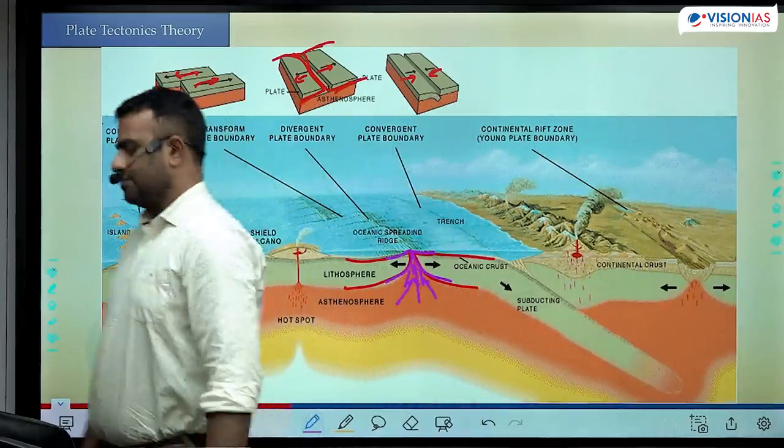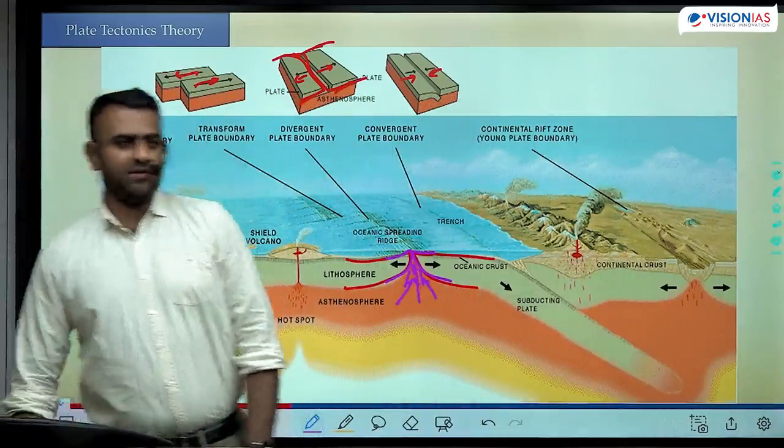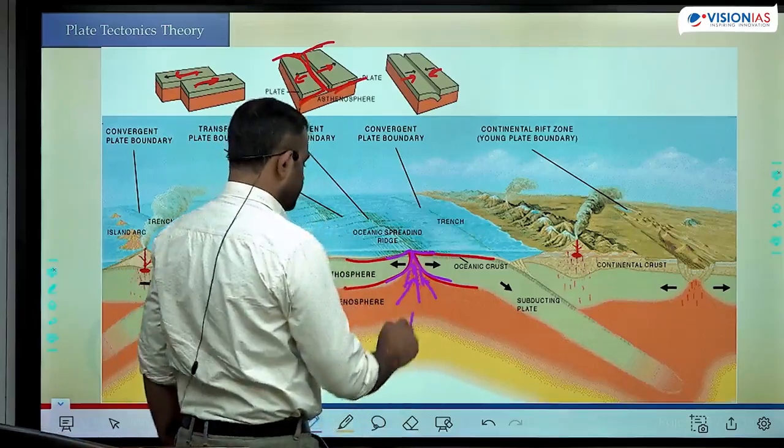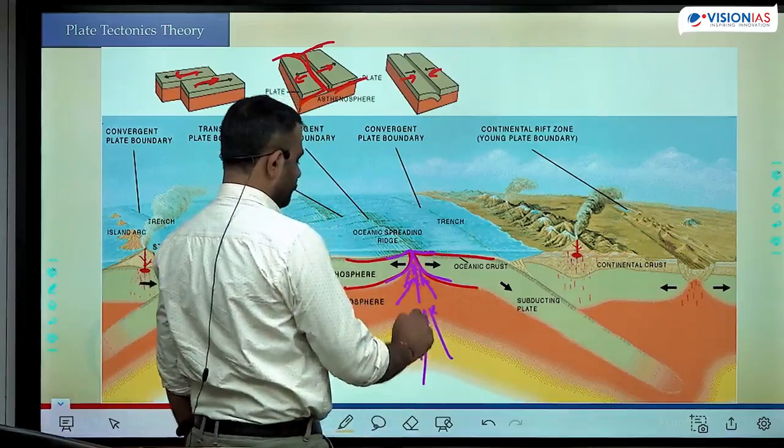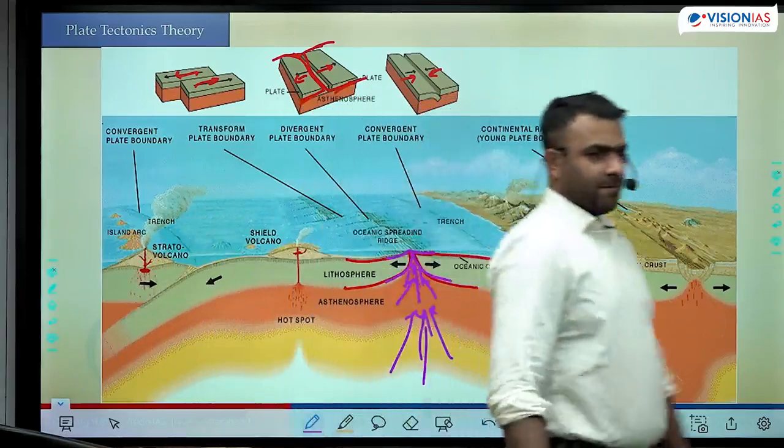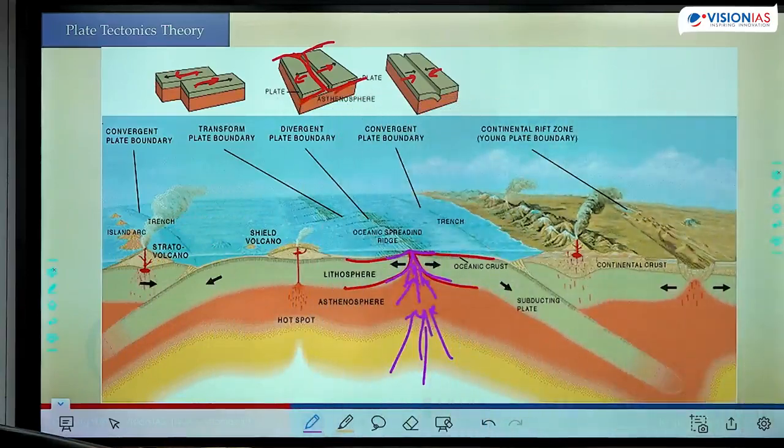Other than this, of course, rising currents of magma. There are huge currents of magma which are rising from below. It is because of this only that the magma is rising up. Okay?